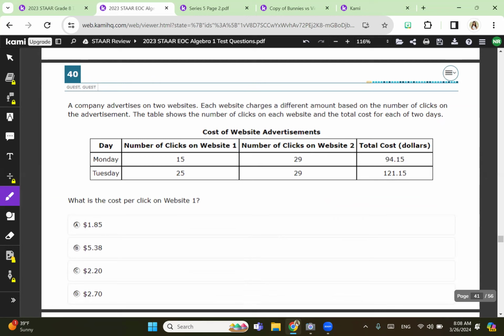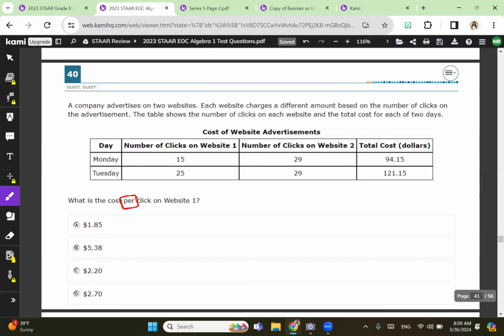It says, what is the cost per click on website 1? A company advertises 2 websites. Each website charges a different amount based on the number of clicks. The table shows the number of clicks on each website and total cost for each of 2 days. What is the cost per click on website 1? Per is a word that they use to describe what?